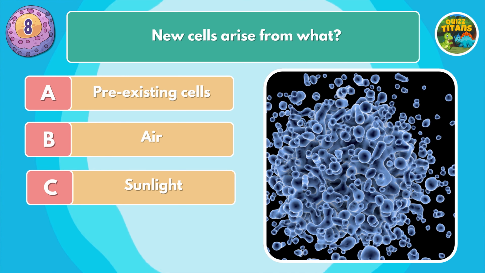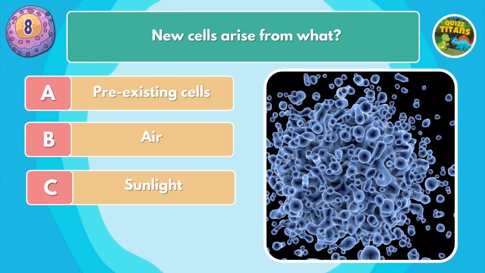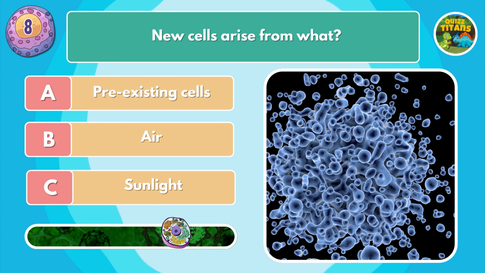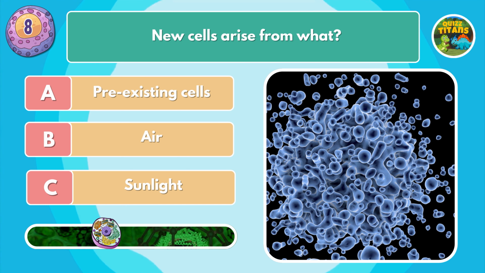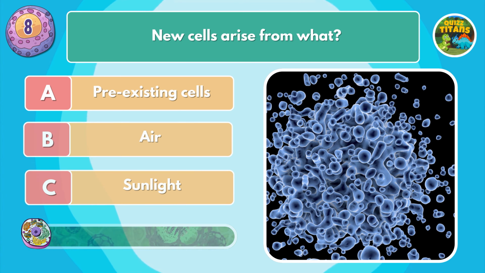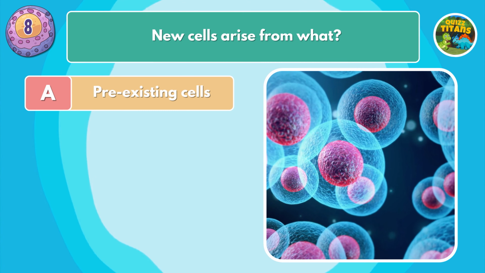Here's a mystery of life itself. Where do brand new cells actually come from? It's pre-existing cells. They multiply by dividing.